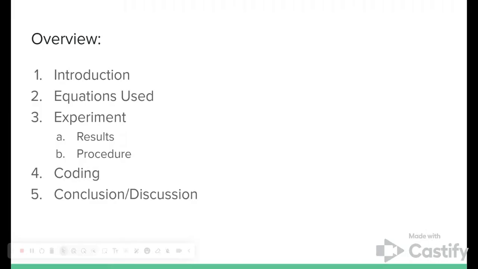So, the overview of the lab: first I'll have an introduction with the models used and equations, and then I'll show the experiment, which is the procedure, the results, and the similarities and differences of the two, the computational model and then the experimental model, and then I'll go over hypotheticals, what ifs, human errors, and then conclude if the lab was successful.